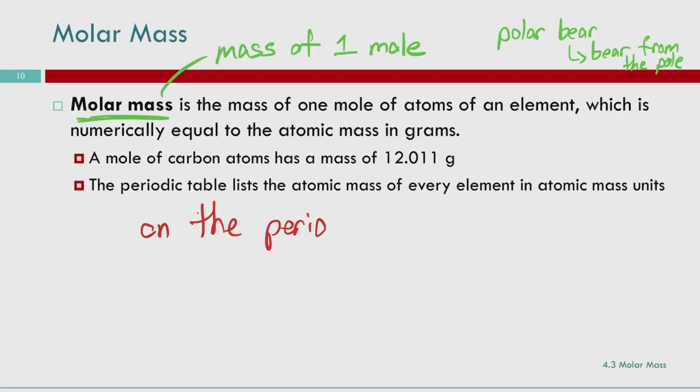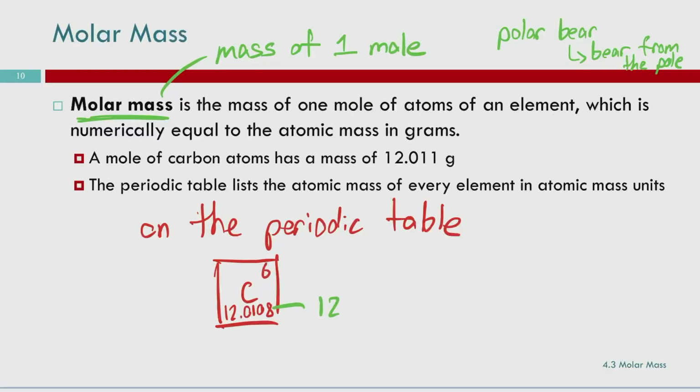So on the periodic table, using carbon as our example, carbon 6, 12.0108, depending on which periodic table you have. This 12.0108 is the average mass of a carbon atom if we're in units of AMU. So 1 carbon atom on average has a mass of 12.0108.